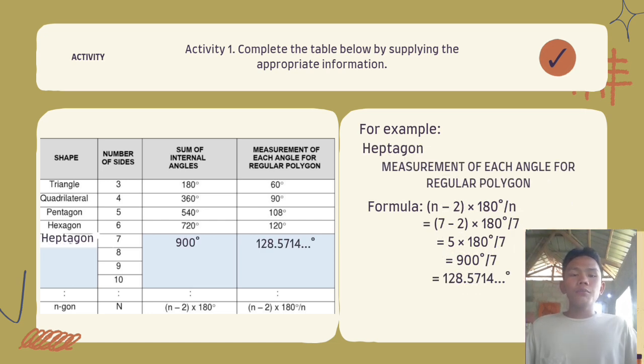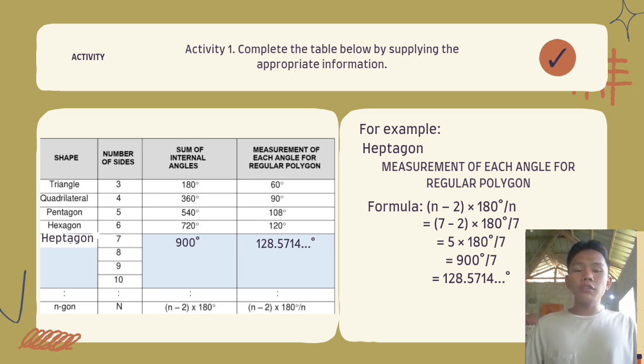After that, to get the measurement of each angle for regular polygons, the sum of interior angles, which is 900 degrees, is divided by the number of sides, which is 7. So 900 divided by 7 is equal to 128.5714 degrees. So the sum of internal angles of a heptagon is 900 degrees, and the measurement of each angle for a regular polygon is 128.5714 degrees. If we try to solve the triangle, quadrilateral, pentagon, and hexagon, the only thing to do is the same. Follow the given formula to get the sum of internal angles and the measurement of each angle.